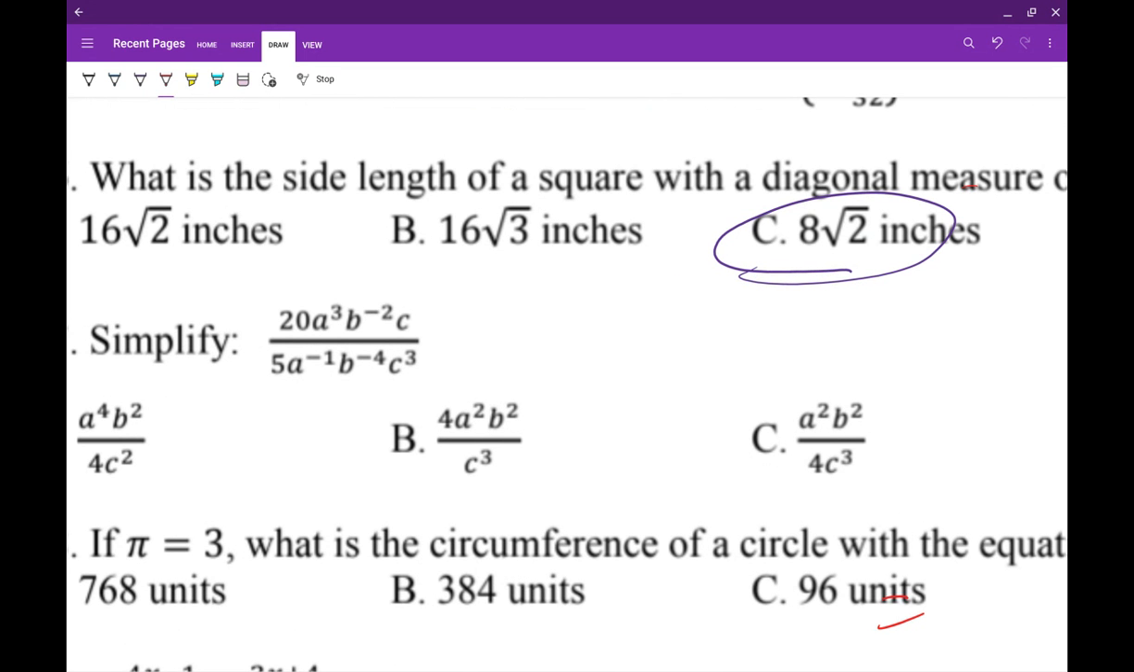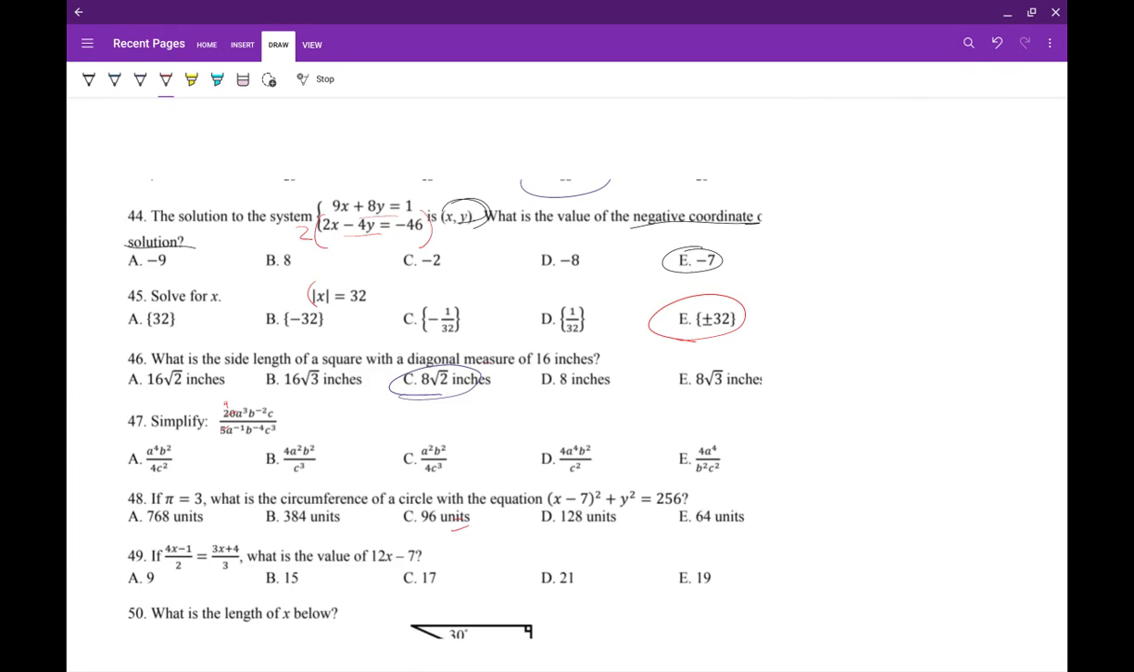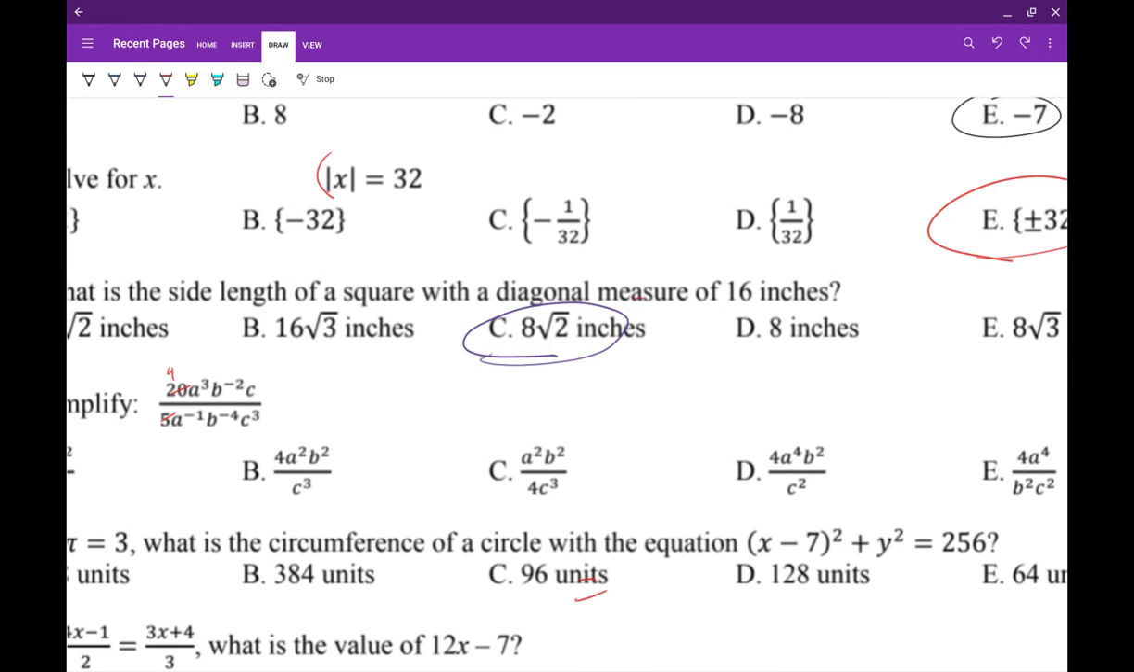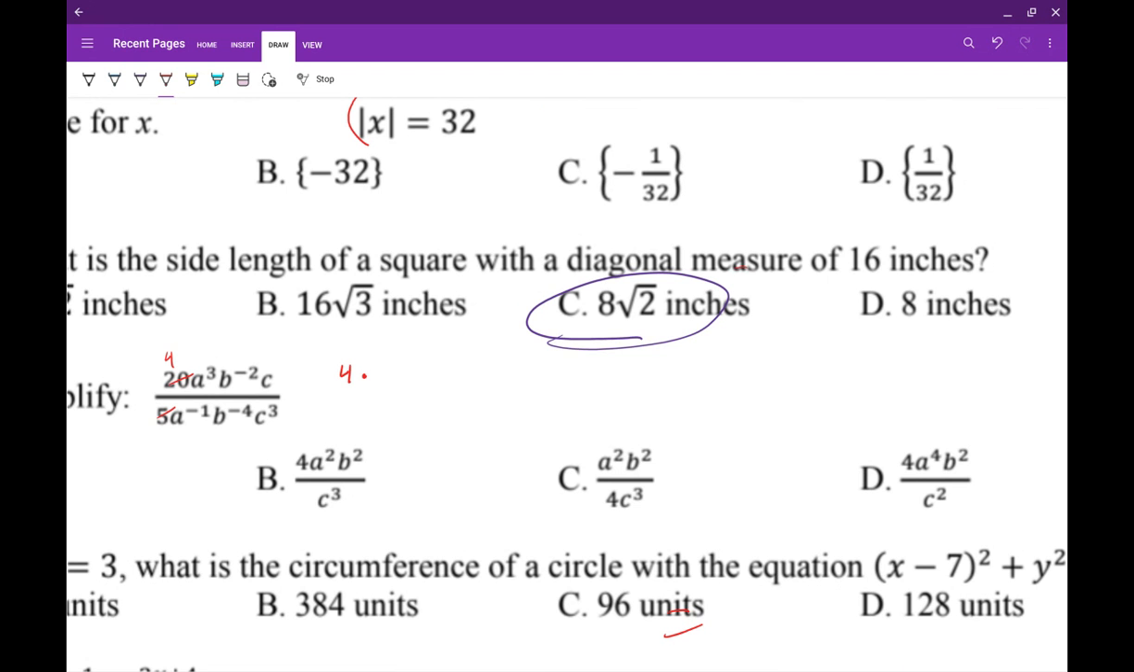So then if we come to the simplified problem, the first thing I can see is I can divide 20 and 5 and I get positive 4. a to the power of 3 divided by a to the power of negative 1. I told you that when you're dividing the same base with exponents, you subtract the exponents. That's rule number 2. So now what you do, a to the power of 3 minus negative 1, times, same over here, b to the power of negative 2 minus negative 4.